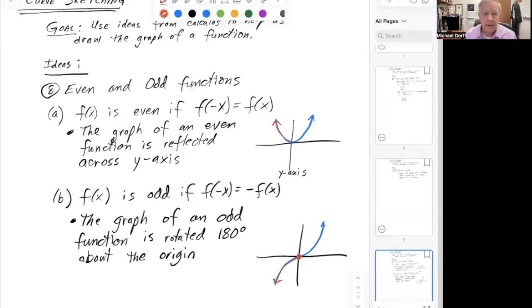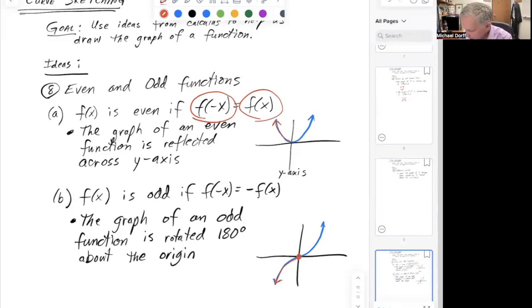And last, we have odd and even functions. f of x is even if I look at f of negative x, and that equals the original function f of x. A graph of an even function is reflected across the y-axis.